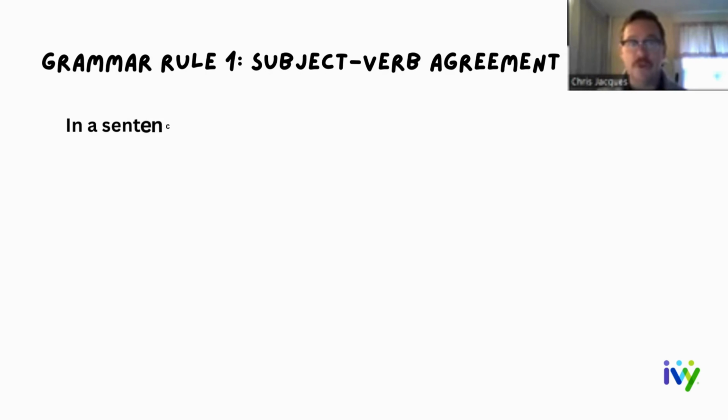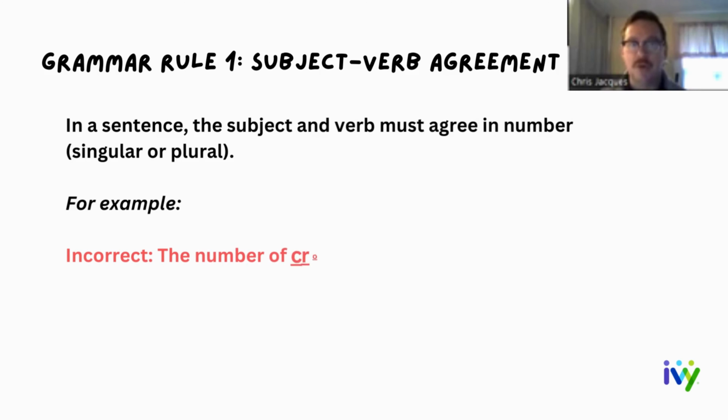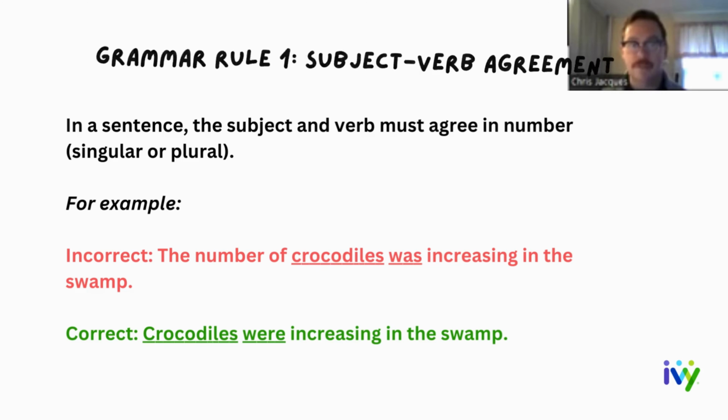So our first one is the subject to verb agreement. In a sentence, the subject and verb must agree with each other in number, as in singular or plural. So let's start with the incorrect one in red. Crocodiles was increasing in the swamp. Now I'm sure you say, well, that's obvious, Chris. Well, sure it is, but that's what's nice about these is that you probably already know a lot of these rules. You just don't know what they're called. So the correct is crocodiles were increasing in the swamp. You see that crocodiles is plural and were is the plural past tense version of the to be verb.